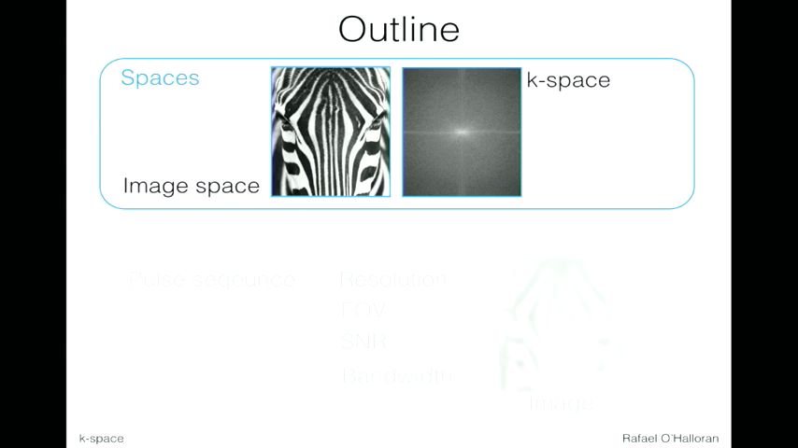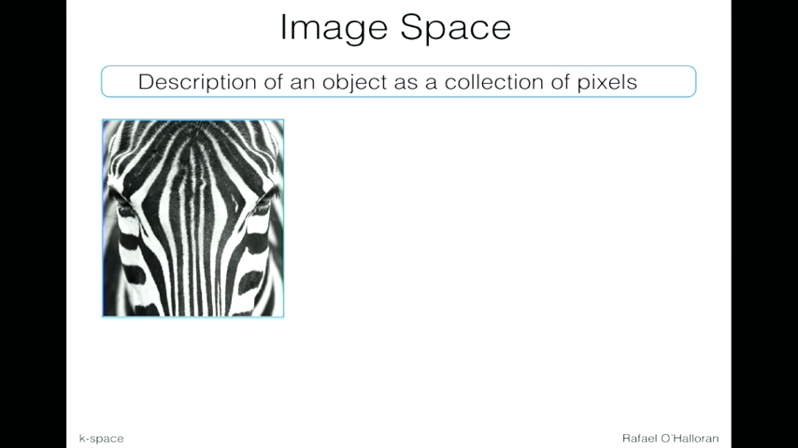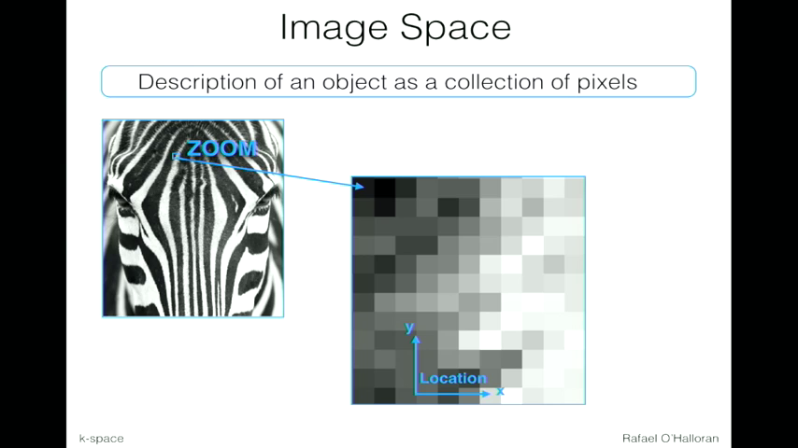So first, the spaces. When we think of image space, what we mean is an object described as a collection of pixels. And when we zoom in, we see that the image is indeed made up of a bunch of little squares that have properties that we care about, such as location and intensity. In MRI, the intensity typically doesn't have units the way we mostly do it, but it's a number that tells you how bright the image is at that place.